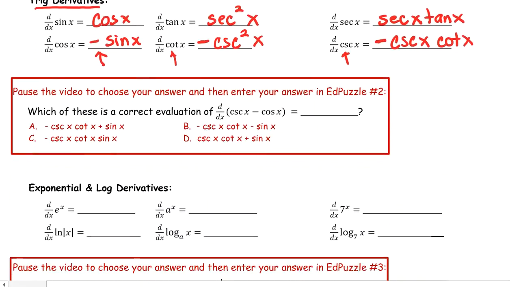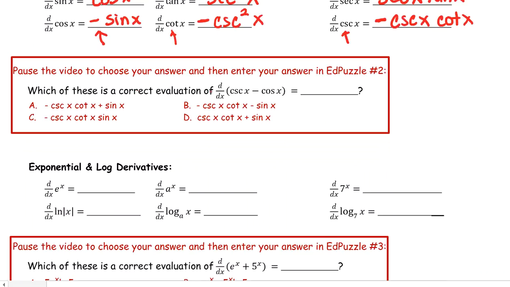All right, so we'll see what you can do if you try answering the question. What is the derivative of cosecant x minus cosine x? Remember that the derivative of a difference is the difference of the derivatives. So simply do the derivative of each term and then pick your answer in Edpuzzle.